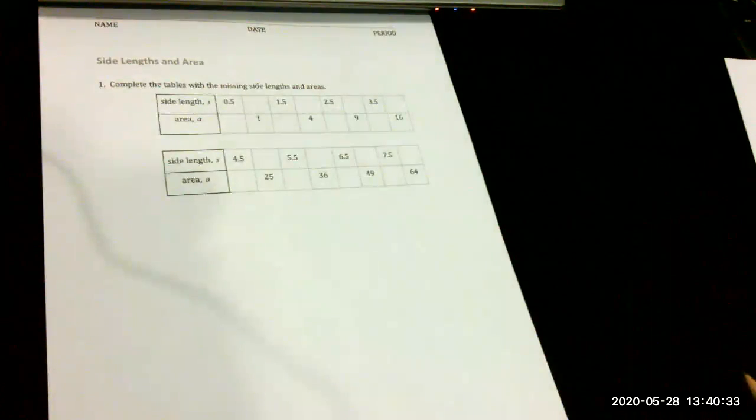So hopefully you read the one square synthesis. That was a review from what we did last week. So this is going to be an intro to the relationship between the sides and the area of a square.